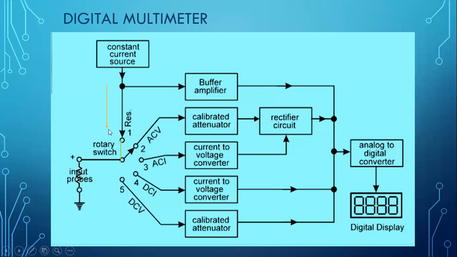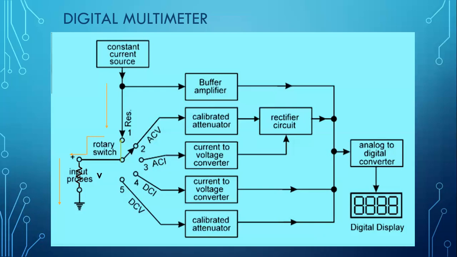So the constant current flows out of the constant current source, to the rotary switch, and through this unknown resistance. Because of the current passing through that unknown resistance, a voltage drop is developed across that resistance. We know that the current passing through the resistance is known and constant, but the resistance value is unknown. So the voltage drop developed here is proportional to the resistance.